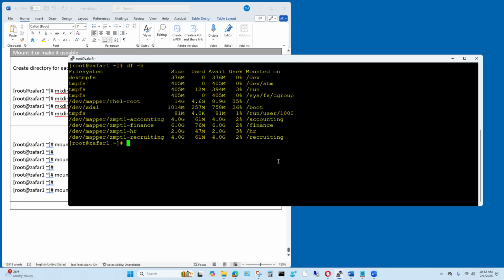So for that, clear the screen first. Do df -h first. Yeah, there you go. So now you see accounting is mounted on HR. That's a big no-no. So type umount space /HR.